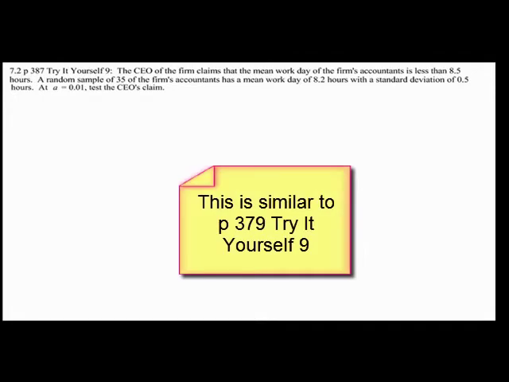7.2, page 387, try it yourself, 9. The CEO of the firm claims that the mean workday of the firm's accountants is less than 8.5 hours. A random sample of 35 of the firm's accountants has a mean workday of 8.2 hours with a standard deviation of 0.5 hours. At alpha equals 0.01, test the CEO's claim.